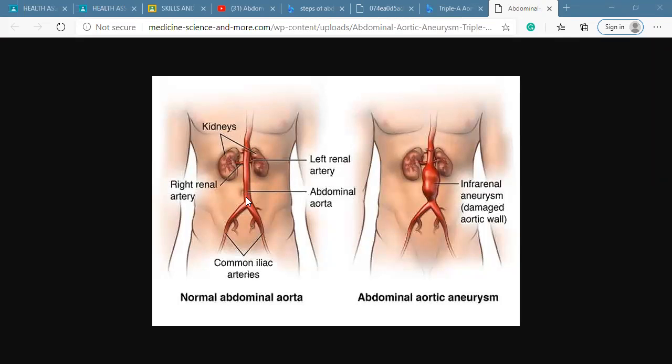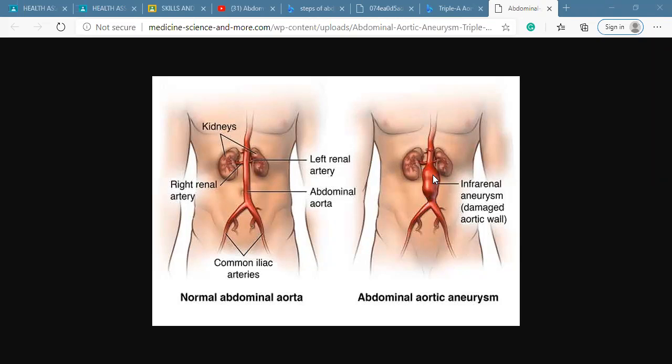The abdominal aorta artery has 3 layers. But if the patient has any kind of weakness on the wall of the artery, it will be dilated, looking like this. This is called a dilated artery.